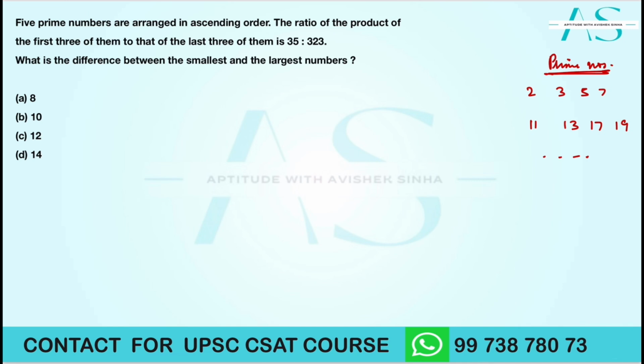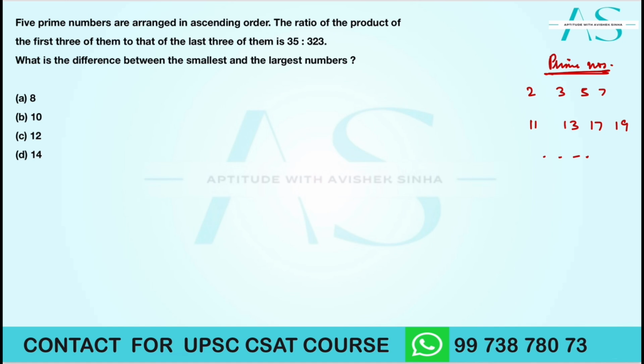Okay, if these five numbers are in ascending order, that order could be anything. The numbers could be starting from 2, 3, 5, 7, 11, or the numbers could start from 5, 7, 11, 13, 17, or the numbers could be 2, 5, 7, 17, 19. It just has to be ascending, from smaller to bigger. Now, what is given in the question? Suppose we have the prime numbers as P1, P2, P3, P4 and P5.